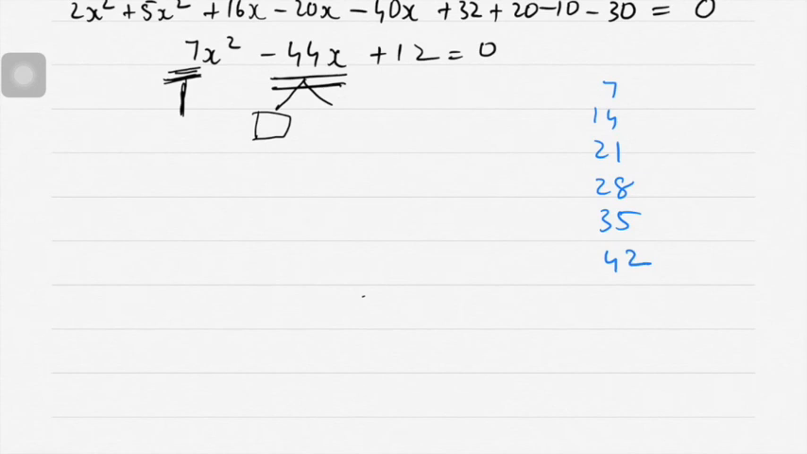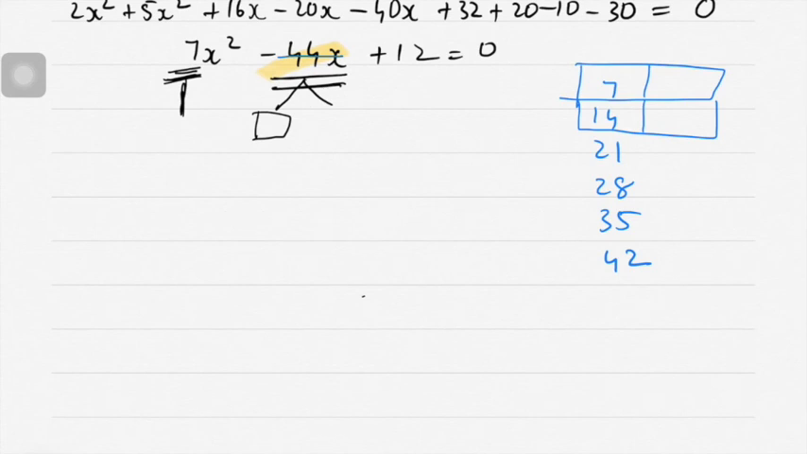We don't need further numbers. Why? Because here it is 44, so it has to be less than 44, no? So 42 is the greatest number which can be less than 44. I want to make sure that two numbers add up to 44. 7 plus something should be equal to 44, 14 plus something should be equal to 44. Then only you can divide this 44x.